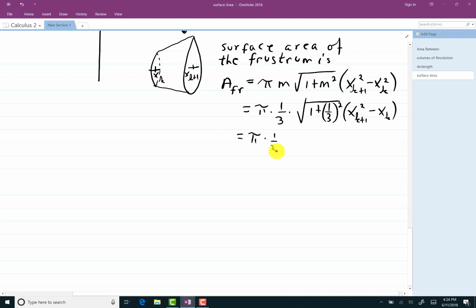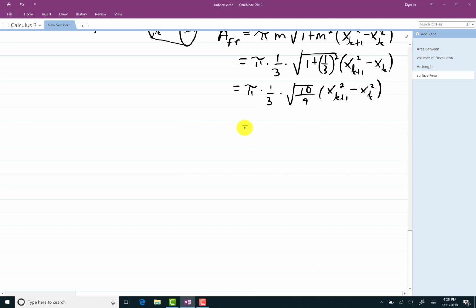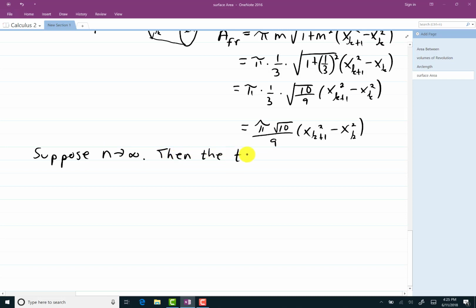I'm going to get times 1/3 times the square root of 10 over 9. Of course, the square root of 9 is 3, so we're going to end up with pi times the square root of 10 over 9 times x sub k plus 1 squared minus x sub k squared. Now, suppose n goes to infinity. Then the trapezoids have widths that are going to 0.